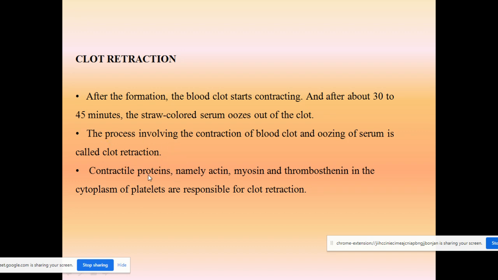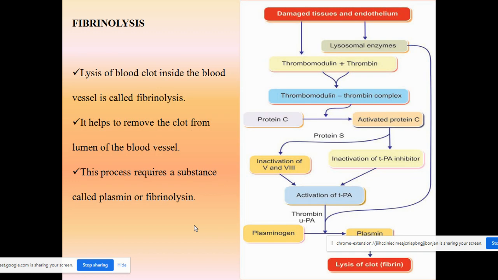So what proteins are involved? Contractile proteins like actin, myosin, thrombosthenin. These are all contractile proteins, muscle proteins. So where are these proteins present? In the platelets. Okay, in the cytoplasm of the platelets. So they are responsible for the contraction of the clot. So this will squeeze the serum out of the clot. This process is called clot retraction.